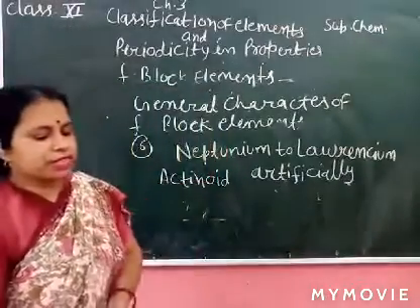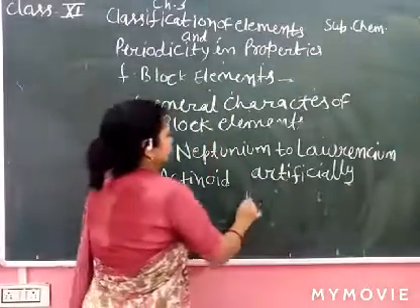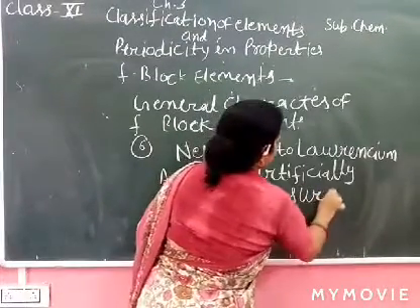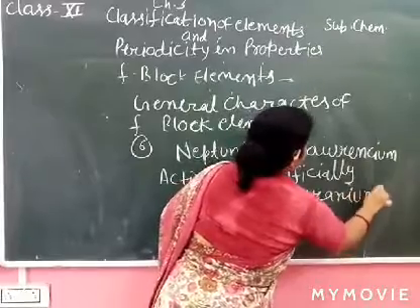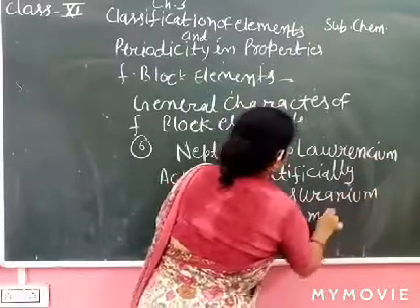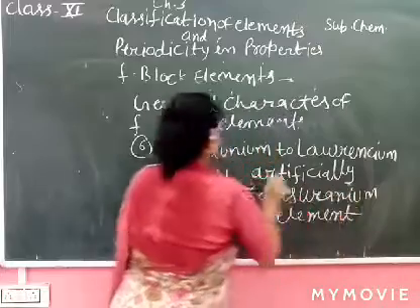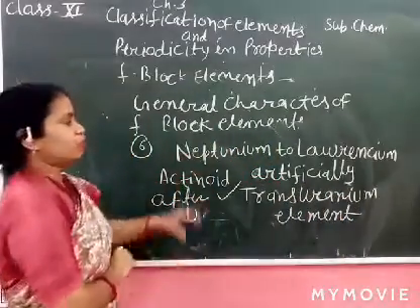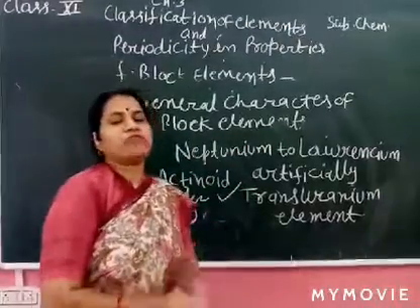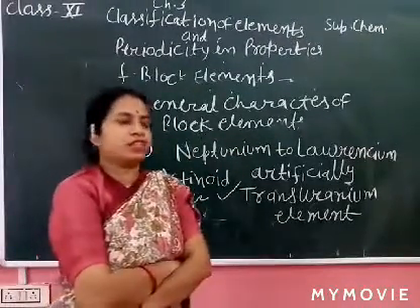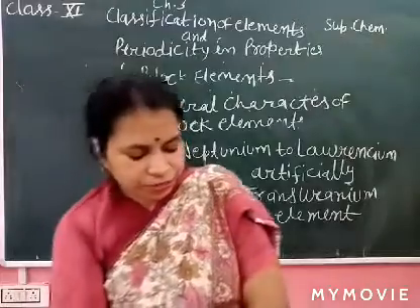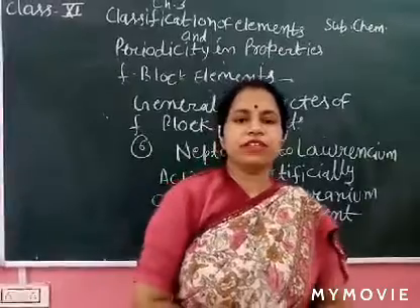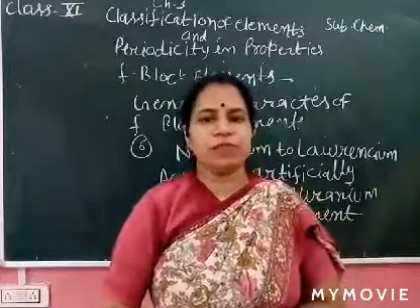So these elements are called the transuranium elements. This is a very important point. What are the transuranium elements? The elements after uranium, which are prepared artificially by nuclear reaction, are called transuranium elements. Now it's clear what the characters of the f block elements are.